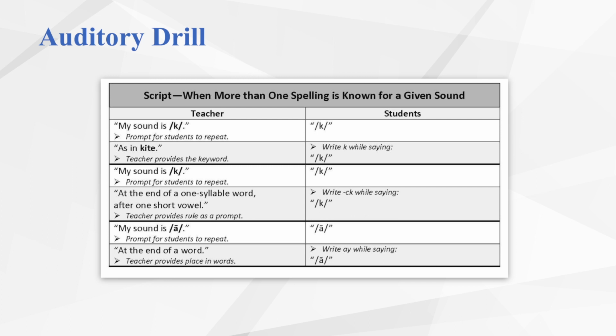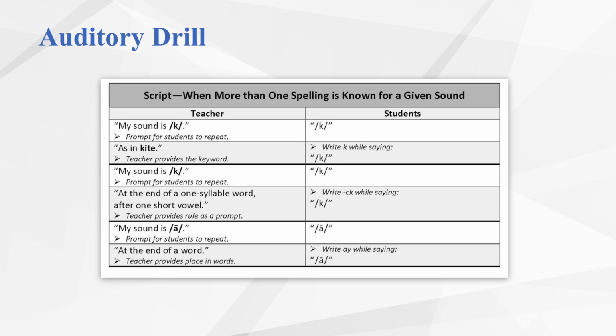In the second example, when the teacher says the sound /k/, the students again repeat. Then the teacher provides information. While the teacher could have provided the keyword duck, in this example, the teacher is using a rule as a prompt. "I'm looking for the spelling at the end of a 1-syllable word after one short vowel." Students then respond /k/ as they write CK on their paper, because CK is the best choice for the rule that was provided in the prompt from the teacher.